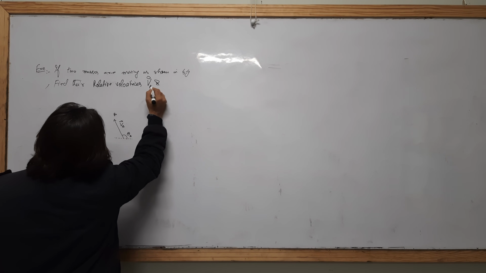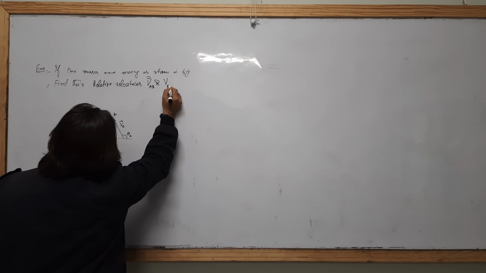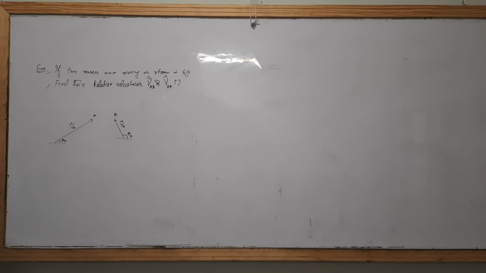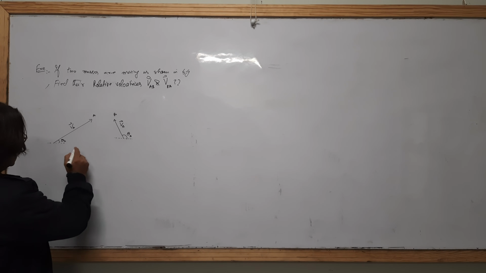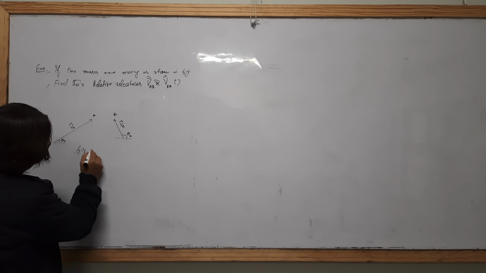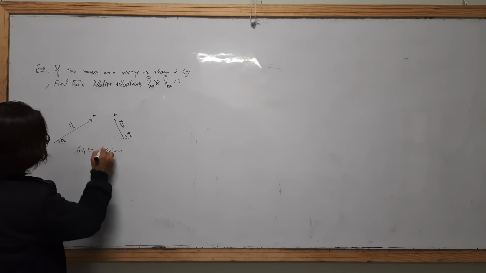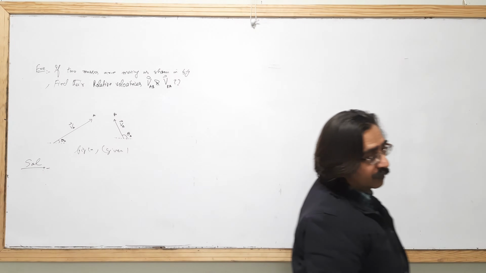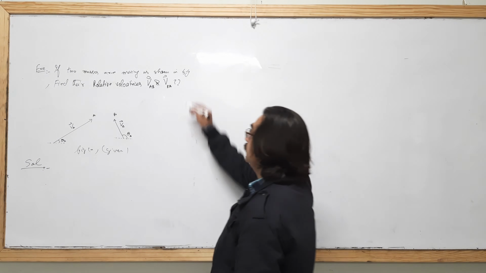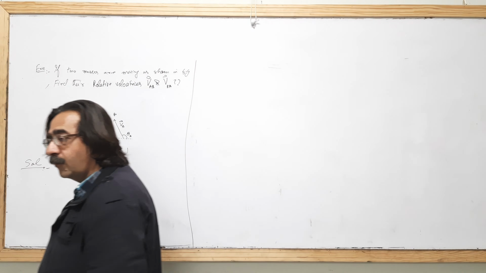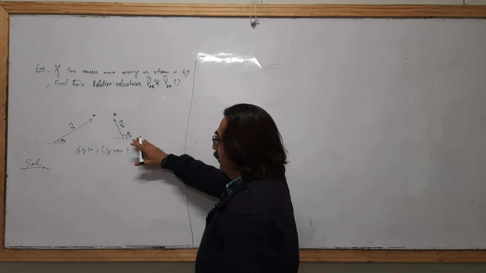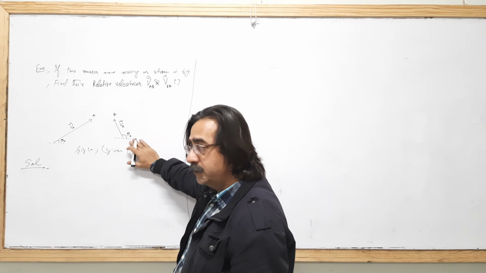VA, VAB and VB. Then you have to find these, the relative velocity. This is figure A, which is given. Now you have to find the solution. How may you find the solution? We may join it with the head and tail rule.